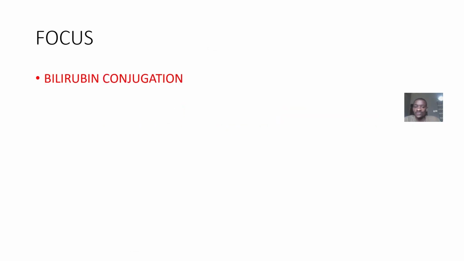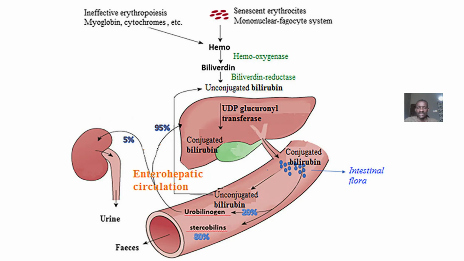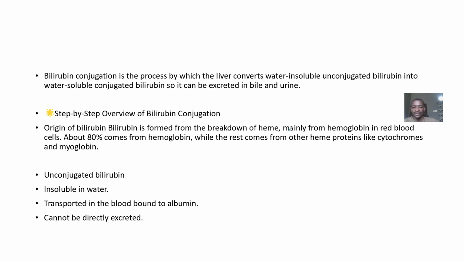So what's the process of bilirubin conjugation? Here I have a picture where basically bilirubin actually has to come into the liver so that it is mixed up with glucuronic acid. Is this important? Let's talk about it.